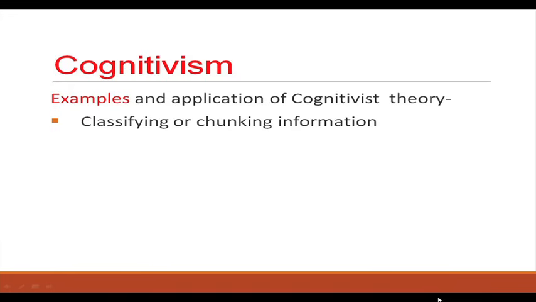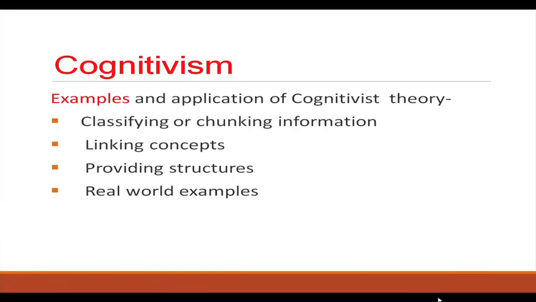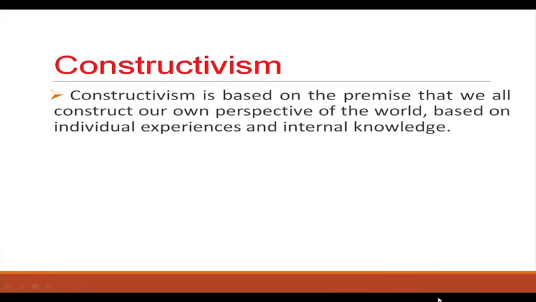Some examples: classifying or chunking information. You need cognitive thinking, you are thinking about it and then you can classify it. So, you are not learning from the behavior. Linking concepts, providing some structure, or giving a real world example: you are thinking, and then only can you give a real world example. So, that is cognitivism. And problem solving is very important in cognitivism.